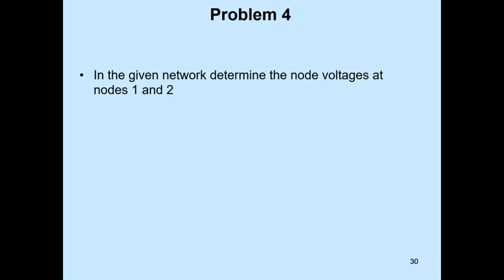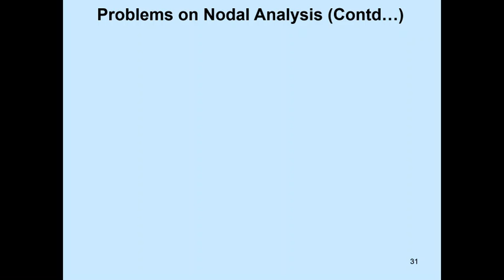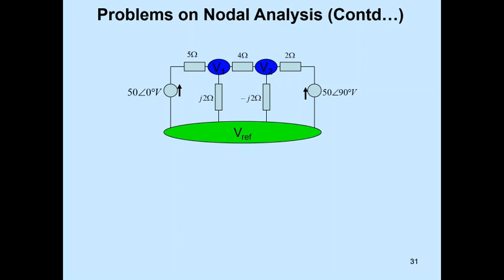Now I am going to discuss another problem. In the given network, determine the node voltages at nodes 1 and 2. See, this is the figure and we are identifying 3 principal nodes here. And what are the nodes? See here, these are the 2 nodes named as V1, V2, and third node is principal node, that is the reference node, V reference. So here there is 3 principal nodes, the number of equations are 2.